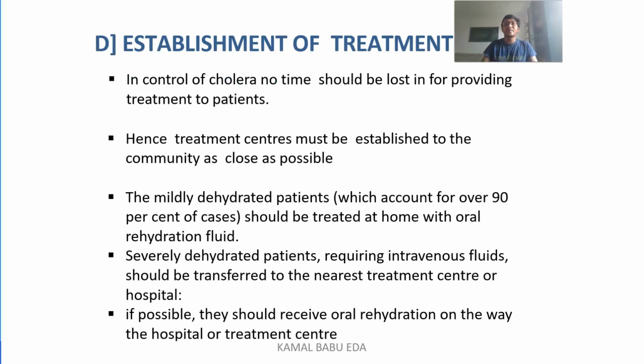Next one is establishment of treatment. In control of cholera, no time should be lost in providing treatment to patients. Why should no time be lost? Cholera is a severe disease where the person can die, because fluid is lost from the body in a short period. It is abrupt, and within a short period the person may enter into a death state. So in order to prevent this, we have to treat the case as early as possible.